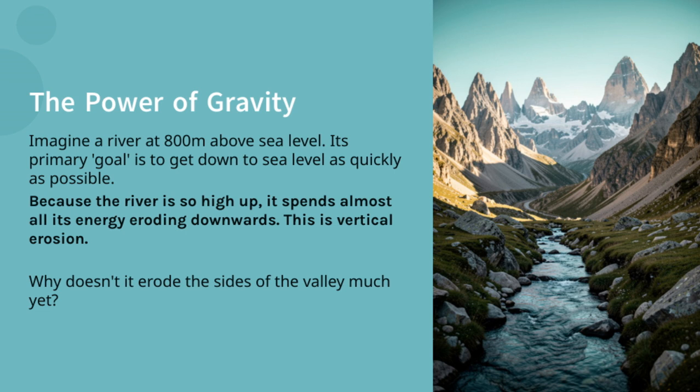But why does the river not erode the sides of the valley very much yet? The answer is that the river has a narrow channel, low discharge, and a steep gradient. Its energy is focused downwards rather than sideways. It is trying to cut a path down through the landscape. This is why upper course valleys are often narrow and steep-sided.